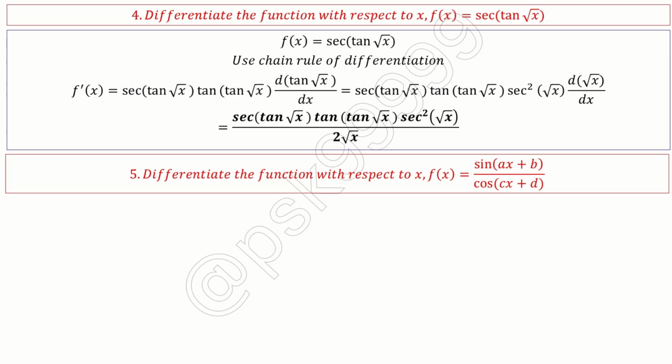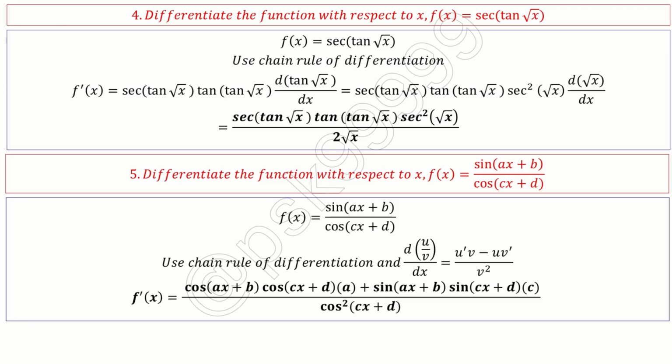Okay, differentiate with respect to x for this function. Sine by cos: you assume that this is in u by v ratio, do it normally and then apply the chain rule. If I apply the u by v ratio, this will become sine differentiation, which is cos of ax plus b, and then cos of cx plus d into differentiation of ax plus b, which is nothing but a. Then it is minus actually, right? Minus comes from the differentiation.